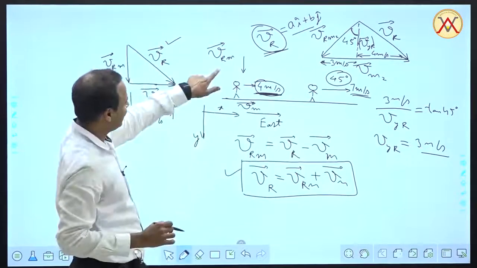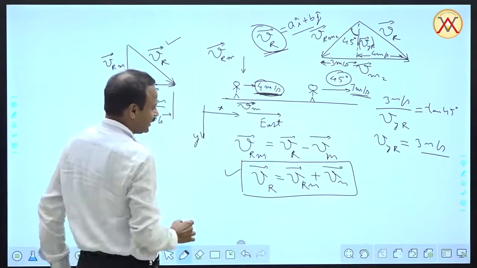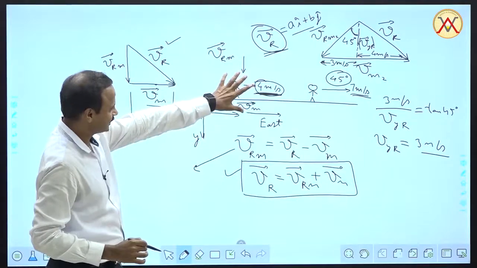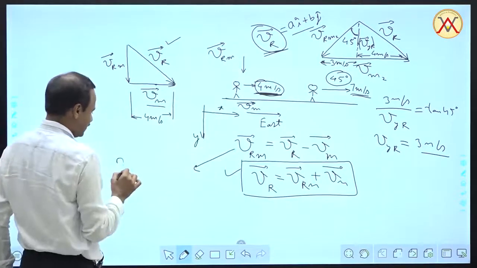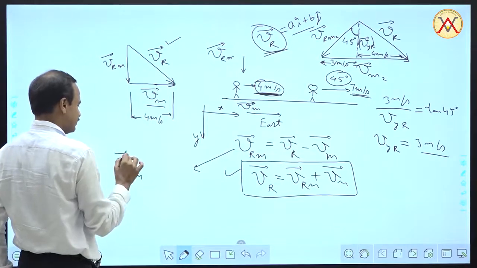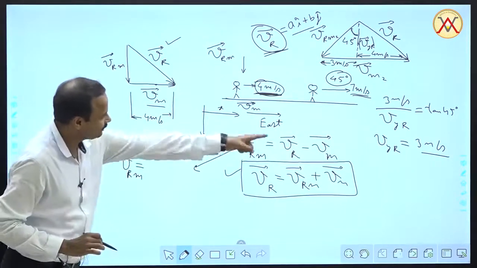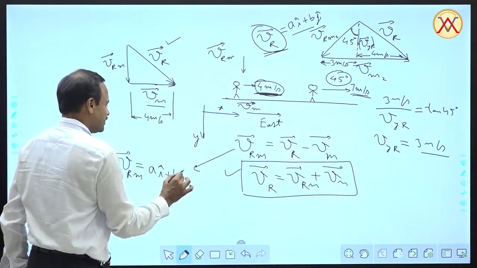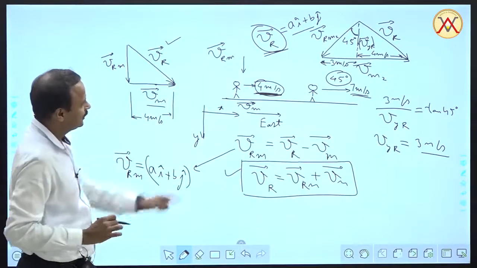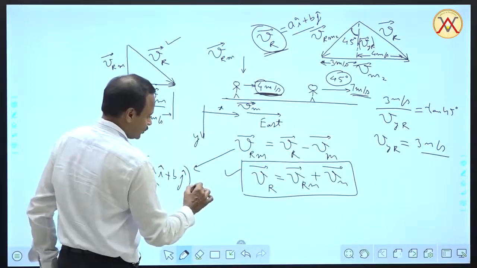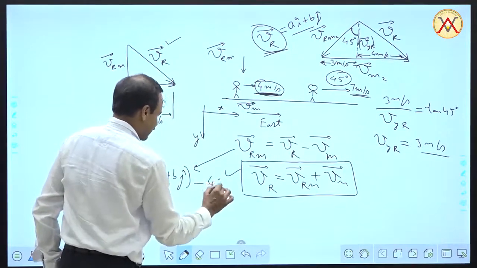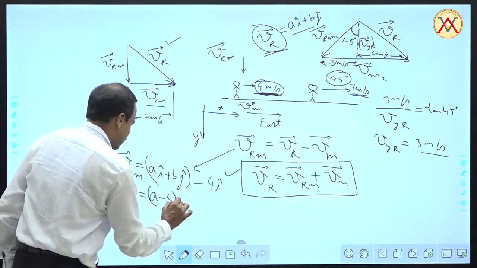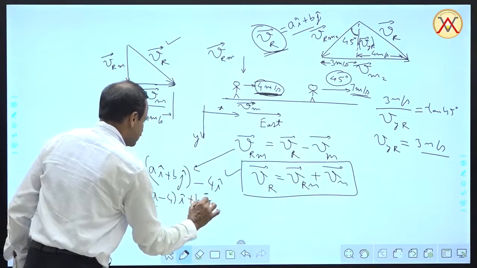If I find VRM in the first case, I am applying this result here in the first case. So I can write VRM in the first case as VR minus VM. How much is VR? VR is A i cap plus B j cap. And how much is VM? VM is 4 i cap. So minus 4 i cap. Now it becomes (A minus 4) i cap plus B j cap.